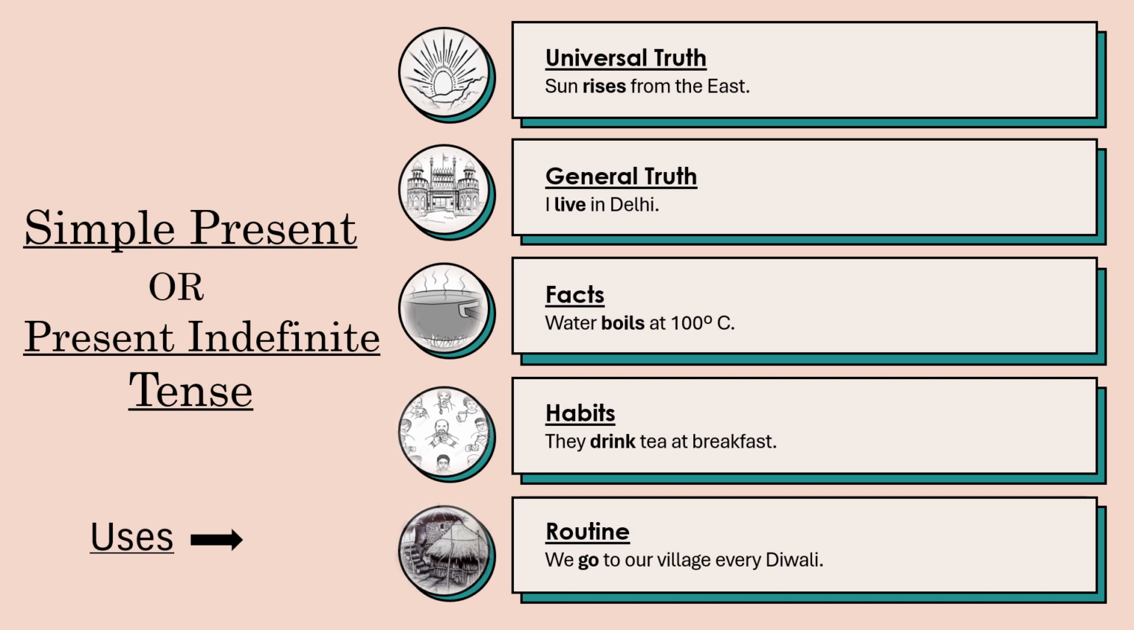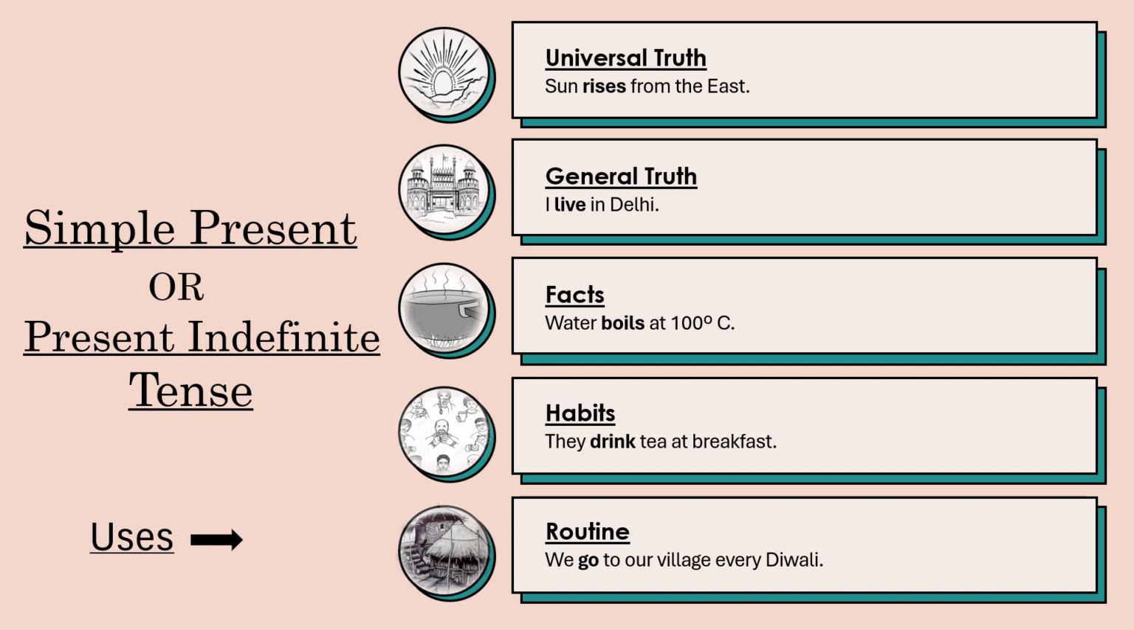For example, sun rises from the east. So here rises is the verb and it is simple present tense. Next, when we talk about general truth, for example, I live in Delhi. So this is a truth. I live in Delhi. So here we have used simple present tense and live is the verb.